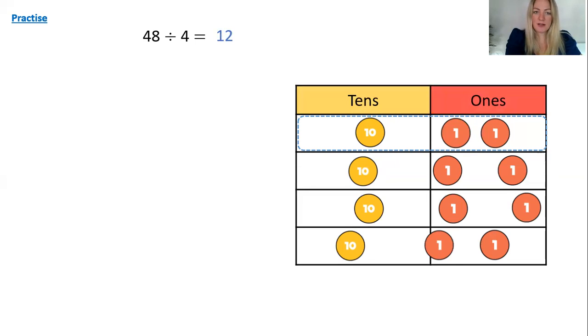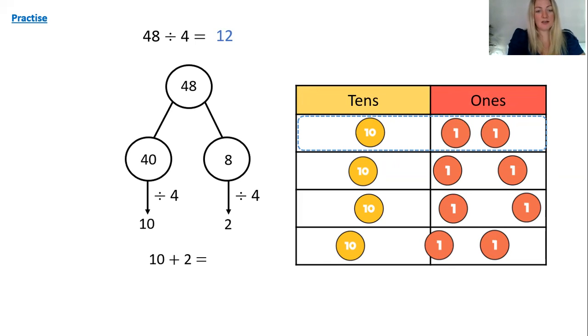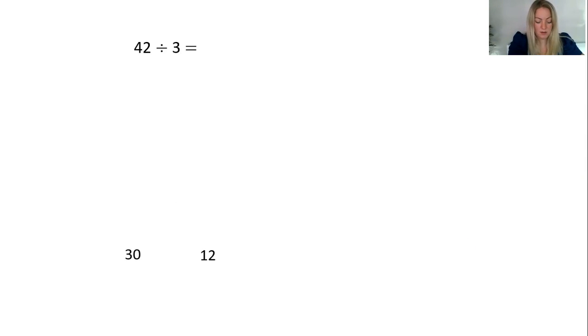You might have used the partitioning method. Here we've got 48 and we partition it into tens and ones. So 48 partitions into 40 and 8. Then divide each part by 4 separately. So 40 divided by 4 is equal to 10 and 8 divided by 4 is equal to 2. We recombine those 2 parts to total 12. Now let's look at this question.